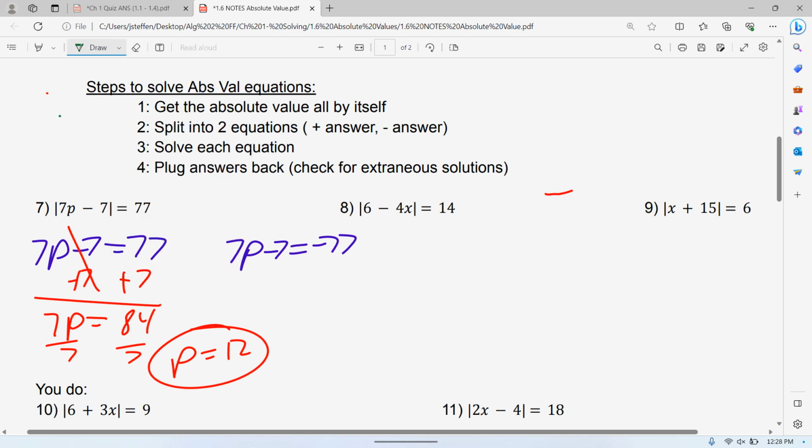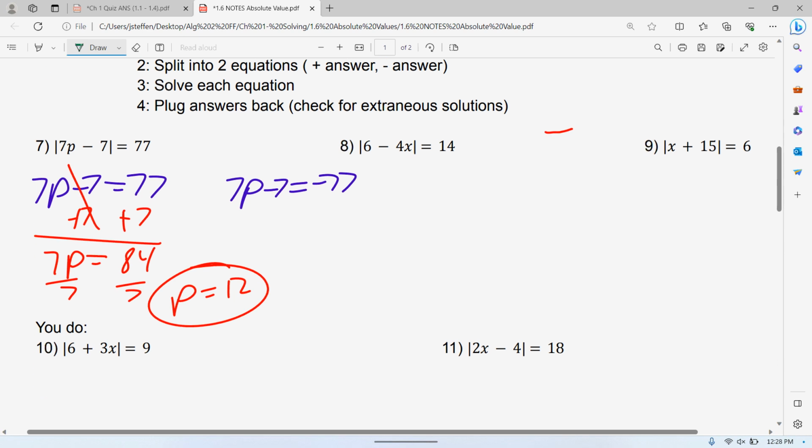Just be careful, because a lot of people think that if that one's +12, then the other one's got to be -12, because it's a -77. That's not the case. Sometimes it works that way, but not all the time. Most of the time it doesn't. So if you add 7 to this one, -77 plus 7 is -70. It is not -84. If you're not sure, that's where you need a calculator. -77 plus 7 is -70, not 84 like the last one. Then when you divide by 7, you get p is equal to negative 10.